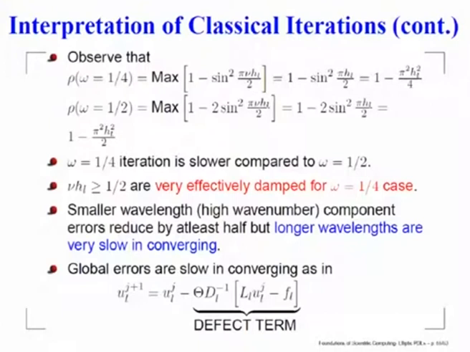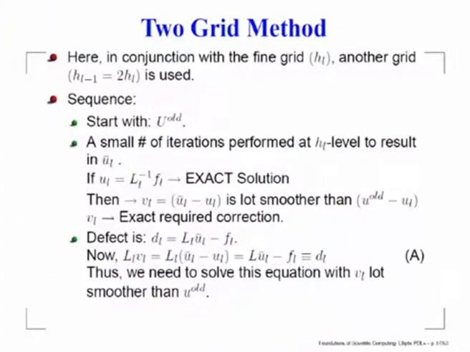Now, this is what we learned: the smaller wavelength, that is the high wave number component of error, reduces by at least half, but longer wavelengths are very slowly converging. And this is a practical experience. If you try to solve the elliptic equation, you will always come back after some attempt and say, look, initially things looked very good, error reduced, but then after some time it has stopped changing at all. That is the story we narrated here. So basically the iteration improvement that we have given by the last equation is actually dictated by this defect term.